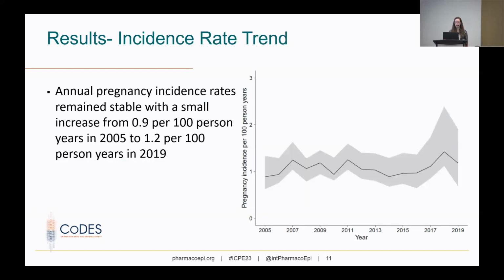So looking at our incidence of pregnancy. So this is our graph. You can see it's pretty stable across the study period. There's some ups and downs, but we saw maybe a tiny increase in 2005, it was 0.9 per 100 person years, and it slightly increased to 1.2.